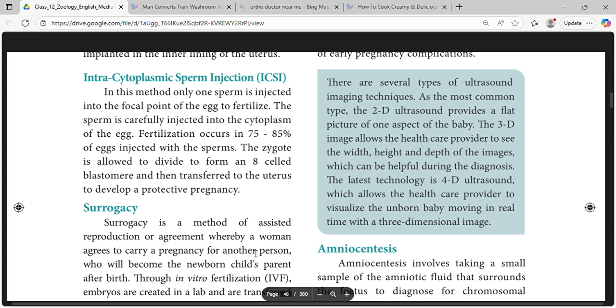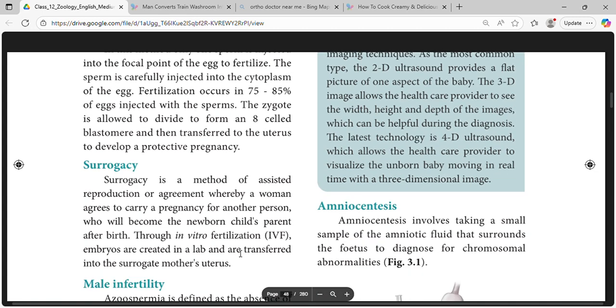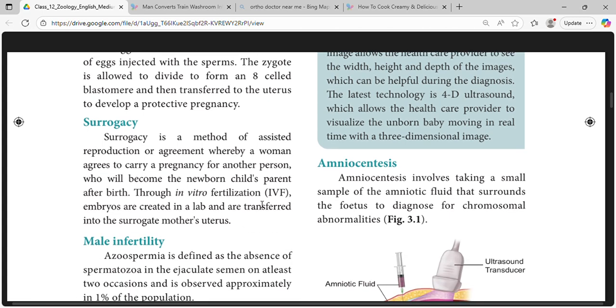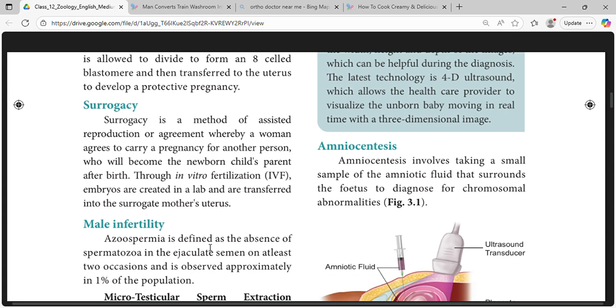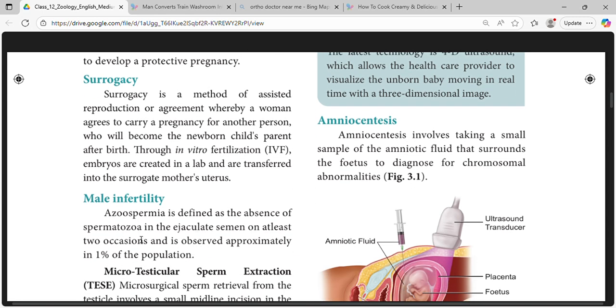protective pregnancy. Surrogacy is a method of assisted reproduction or agreement whereby a woman carries a pregnancy for another person who will become the newborn child's parents after birth. Through in vitro fertilization, IVF embryos are created in a lab and are transferred into the surrogate mother's uterus.